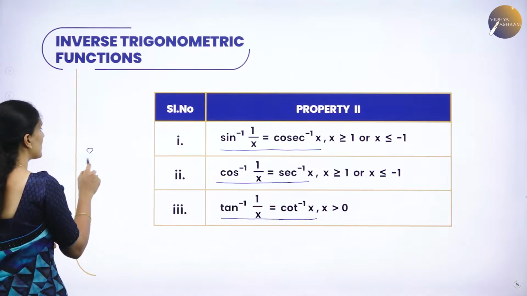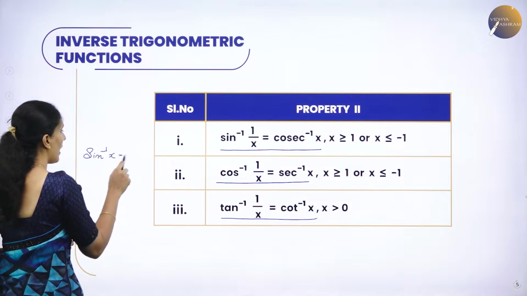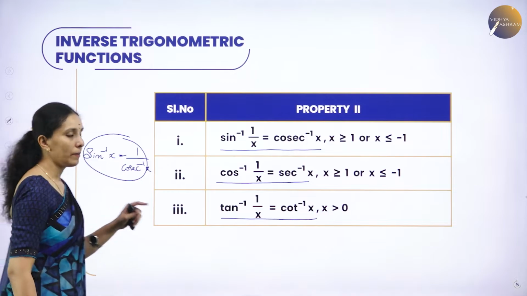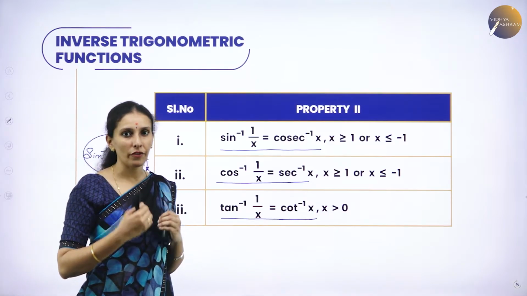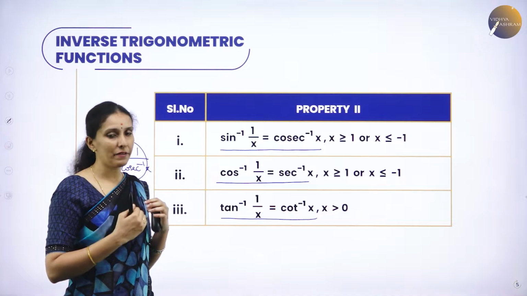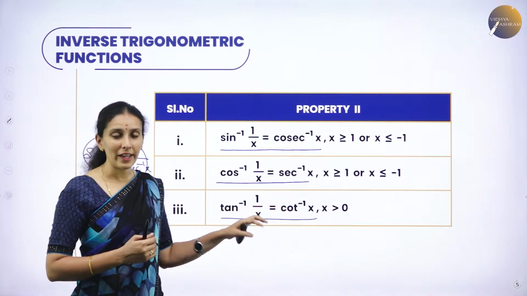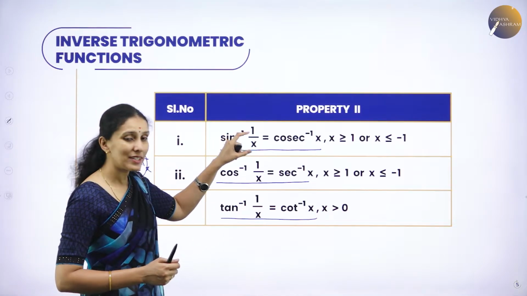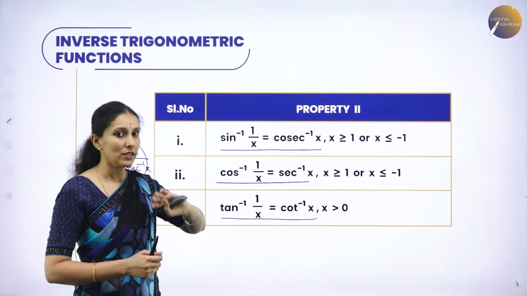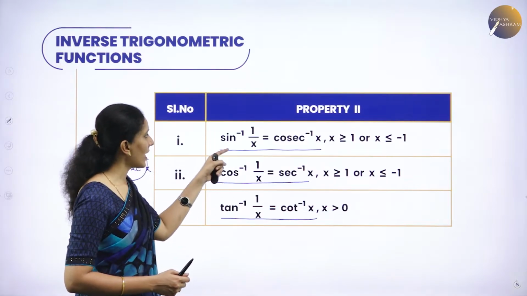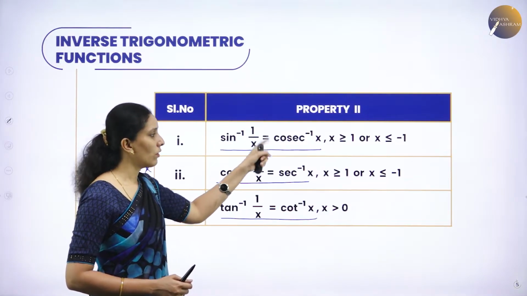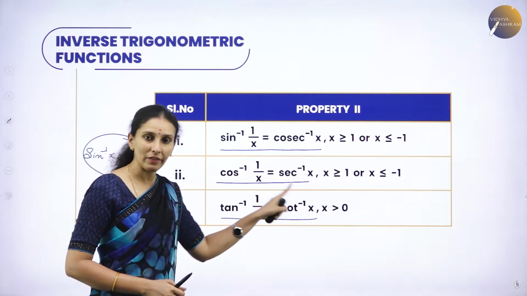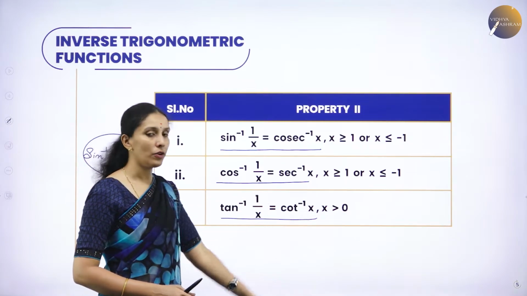So this is what the property is under the inverse. We cannot write sine inverse x as 1 by cosecant inverse x. So this is not possible because the domain is the set of real numbers, that is, only real number values are taken, and the range of an inverse trigonometric function is only angles. So this is how we define the property. Sine inverse of 1 by x is equal to cosecant inverse x. Cos inverse of 1 by x is secant inverse x. Tan inverse of 1 by x is equal to cot inverse x.